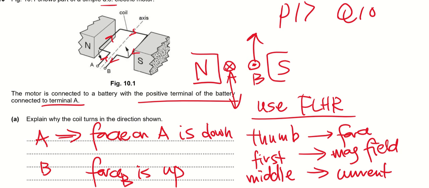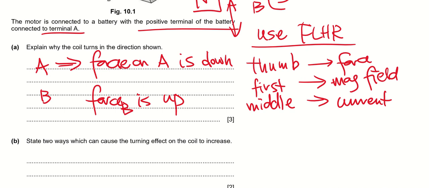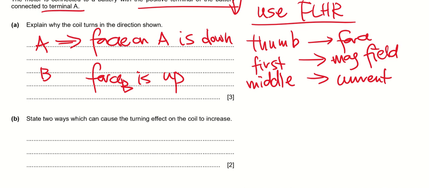But if the question says, what do you use to determine the direction of the turning? 1 mark. You just say by using Fleming left hand rule. Which law, which rule did you use? Okay, Fleming left hand. Now, state 2 ways which can cause the turning effect on the coil to increase.